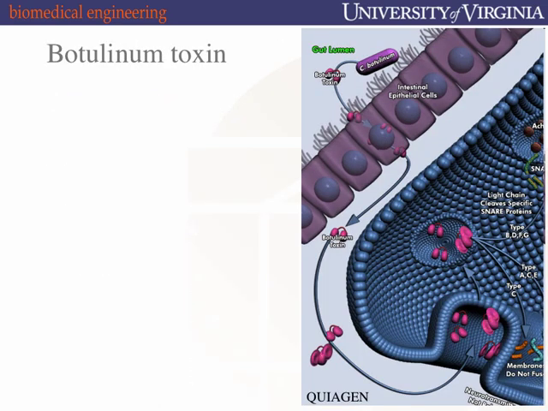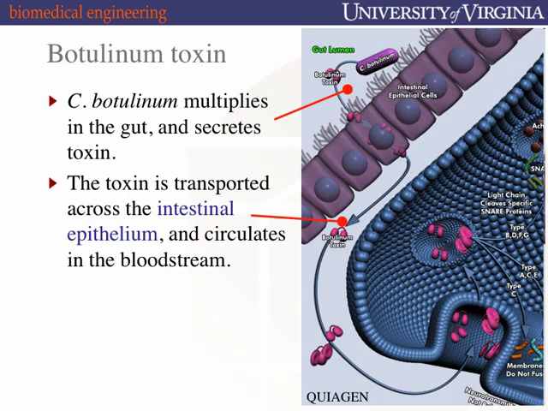All right. So how botulinum toxin works, the bacteria invades the gut. It starts producing botulinum toxin. The bacteria is going to multiply and secrete the toxin. The toxin is actually going to traverse the gut, the intestinal epithelium.